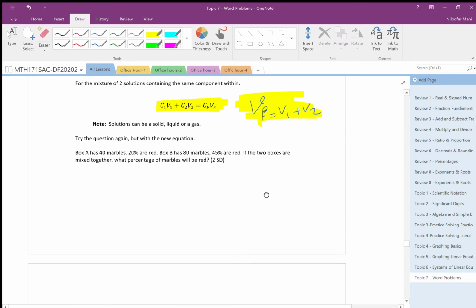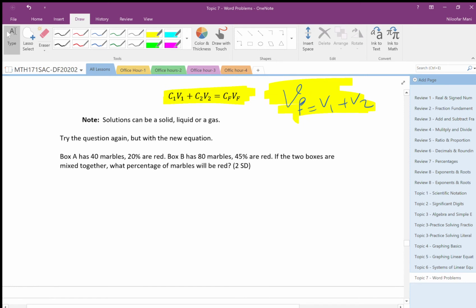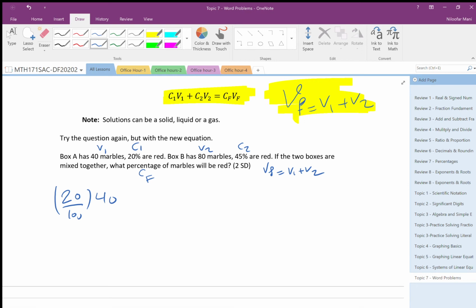Let's do this question with this formula. Box A has 40 marbles, 20%, which is C1, and 40 marbles is V1. This is C2, V2. And I am looking for C final, and I have V final. What is V final? V final is V1 plus V2. Easy. So this is much easier when I know the formula.